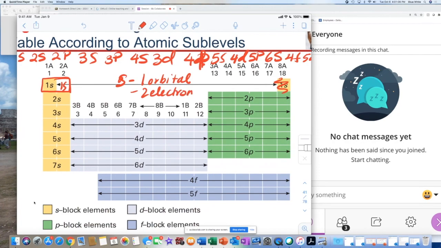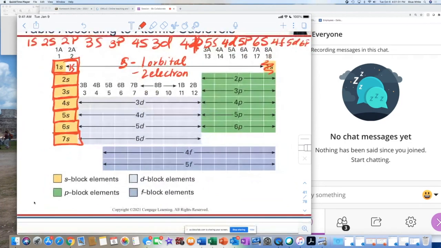So I'm going to go through and show you all the s's. This 1s has one orbital. This second 2s level has one orbital. The 3s level, one orbital. So the boxes I'm drawing around here actually represent orbitals. Another orbital, another orbital, another orbital. So regardless of what energy level the s is, as long as it's an s block element, it tends to have one orbital, and each orbital has a max of 2 electrons.